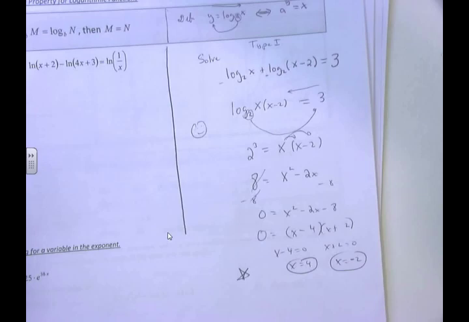We also had log properties. These log properties keep haunting you. One of the log properties was about the domain. You can only take the log of positive numbers. You can't take the log of 0, and you can't take the log of a negative number.